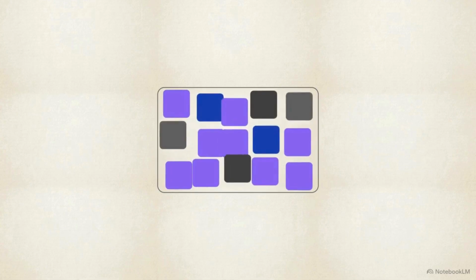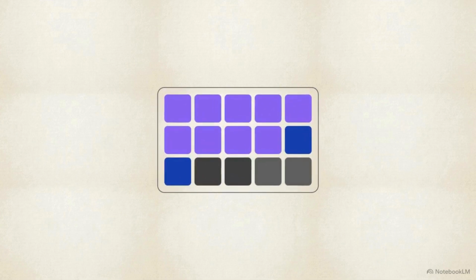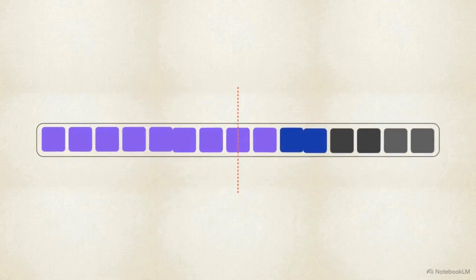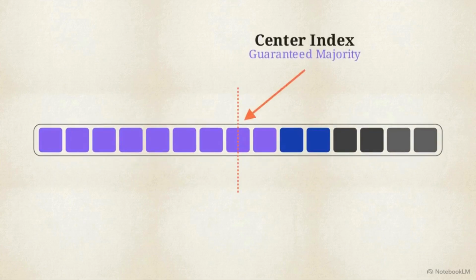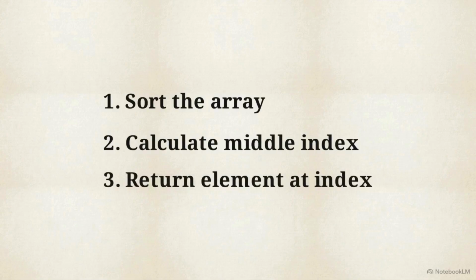Currently, those elements are scattered and disorganized. When we group identical elements together by sorting them, the dominant group becomes a solid block. Because it owns over half the space, it has no choice but to overlap the exact mathematical center of the array. We solve this by exploiting spatial positioning. In a sorted list, the element that occupies the center index is the guaranteed majority. This spatial logic translates into a 3-step algorithm: sort the array, calculate the middle index, and return the element at that position.